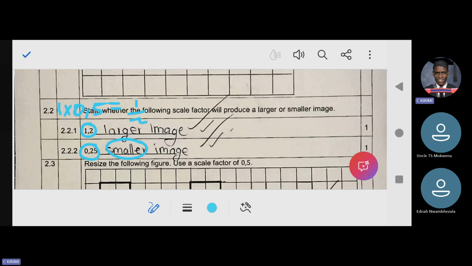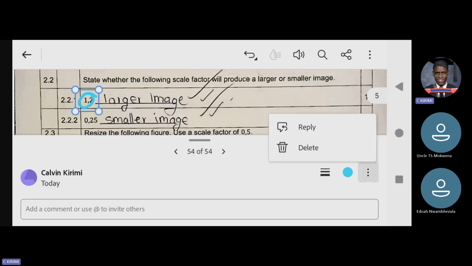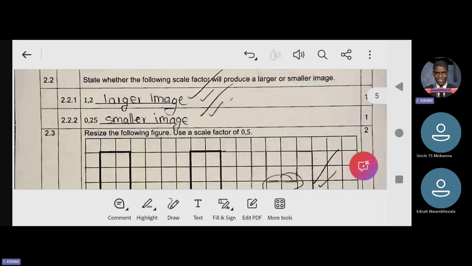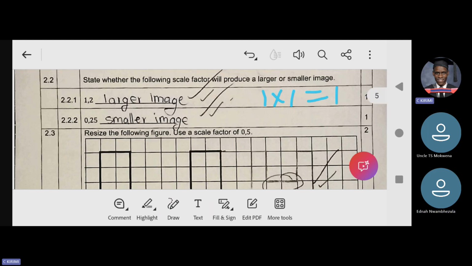And whenever you multiply with a scale factor of a decimal or a fraction which is more than 1, it can be 1 and 2/10, 1 and a half, the image becomes what? Bigger. Larger. Yes, that is what they are just trying to test you here. If you multiply by a scale factor of 1, the size is only going to be the same, because we know 1 times 1 is just equal to what? 1. So the image is not going to be bigger or smaller, but just the same. Equal. Is it clear there? Yes. All right.